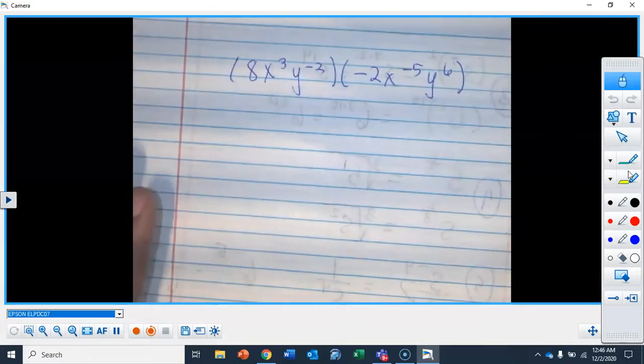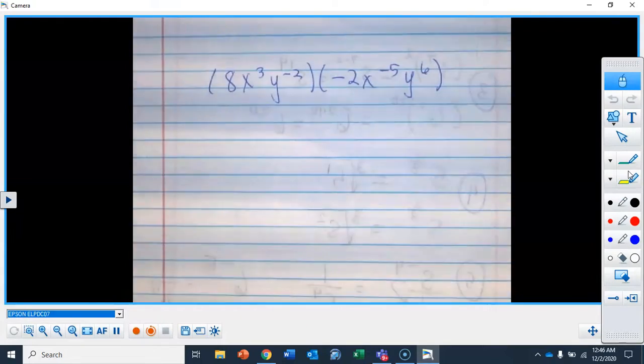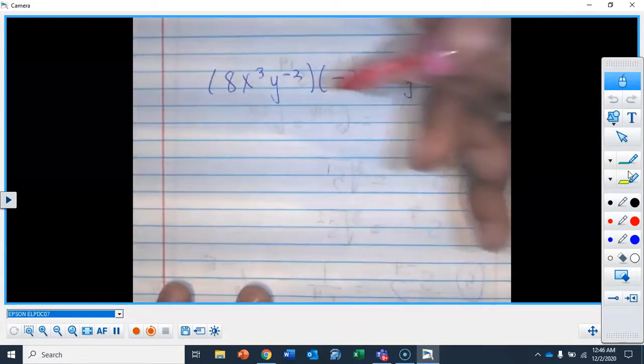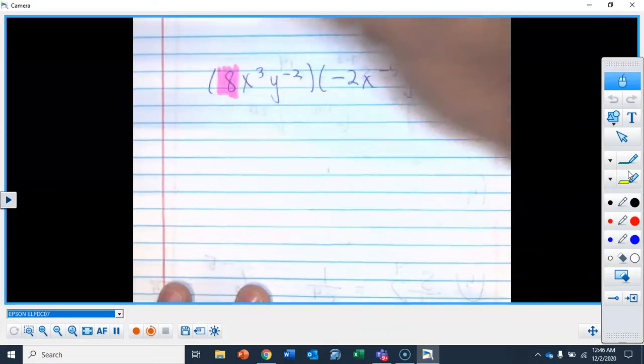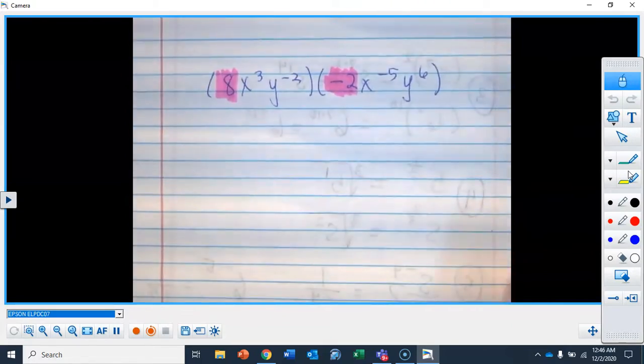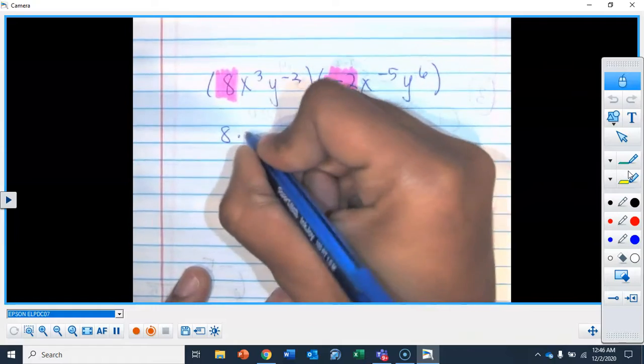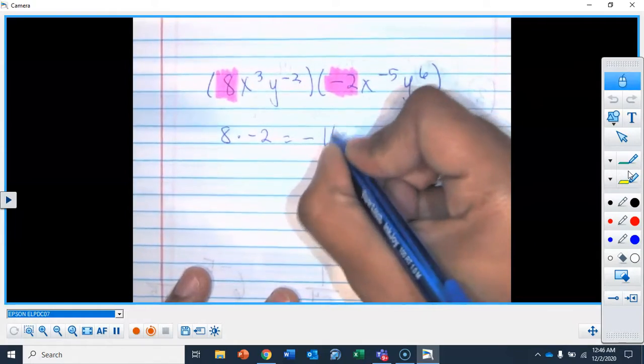So here we go. The first thing I'm going to tell myself is 8 times -2. So real quick, here and here, I'm going to multiply those two numbers together. It'll be -16. So 8 times -2, -16.